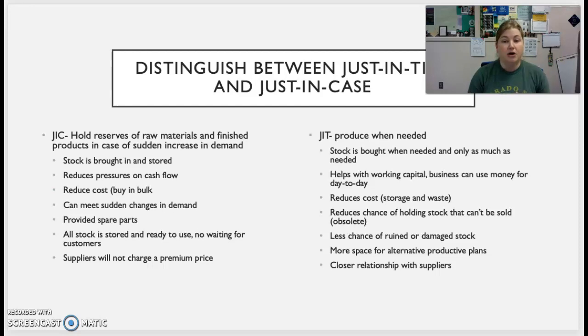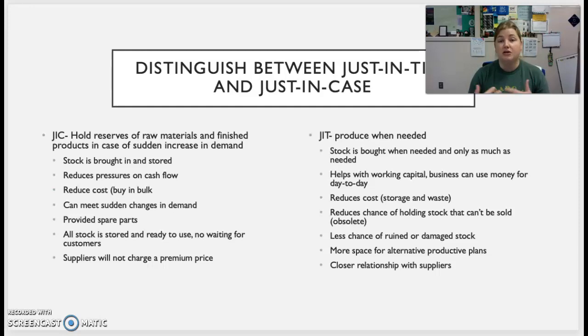Just-in-time, though, produces as we need it. So stock is brought in only when needed and only as much as we need. It helps with working capital because the business can be using the money for day-to-day stuff, so we're not completely dependent on what we have in the storeroom. It reduces costs because we don't have storage and we don't have waste necessarily. It reduces the chance of holding stock that can't be sold if something goes obsolete all of a sudden. And there's less chance of ruined or damaged stock.